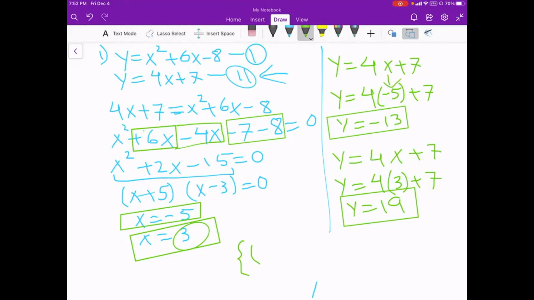what did you replace x with to get this y value? I replaced x with -5 to get -13. And then in here, if you take a look, I replaced x with 3 to get 19. And bingo, that's your solution set. And that's that. And then we're going to go ahead and try the second problem now.